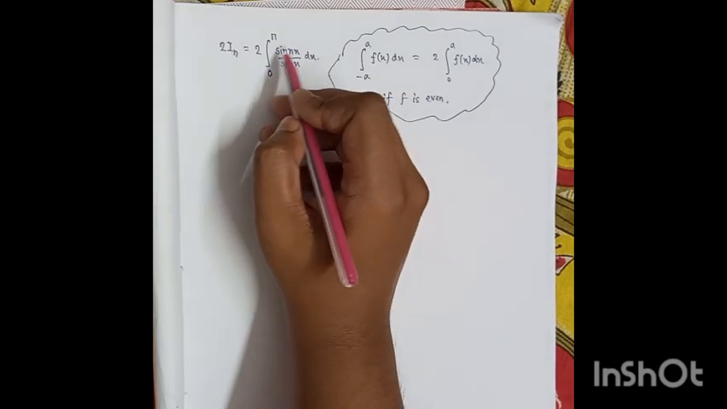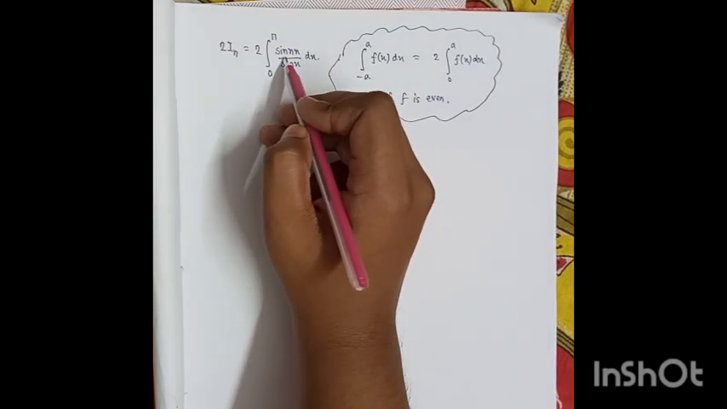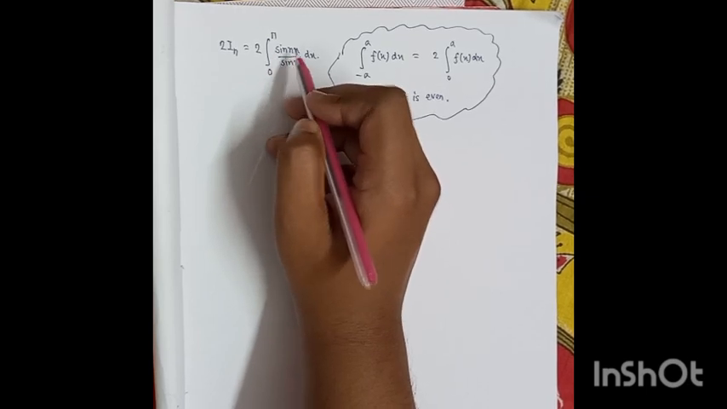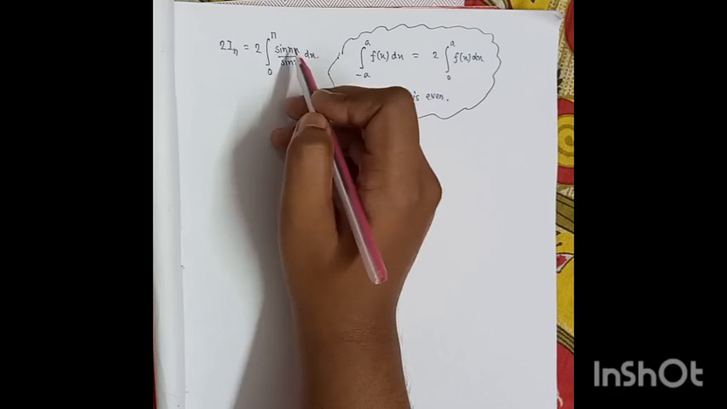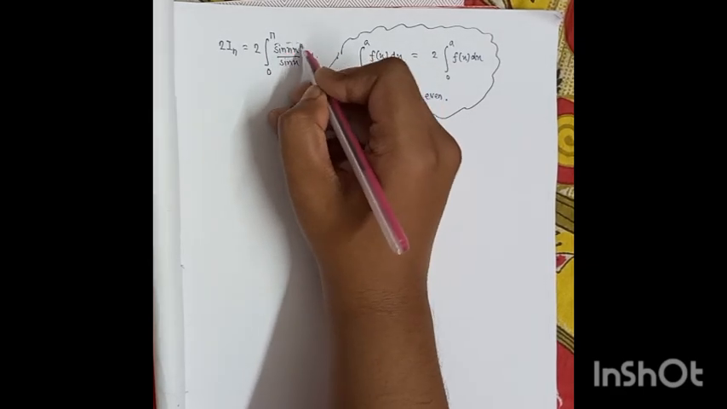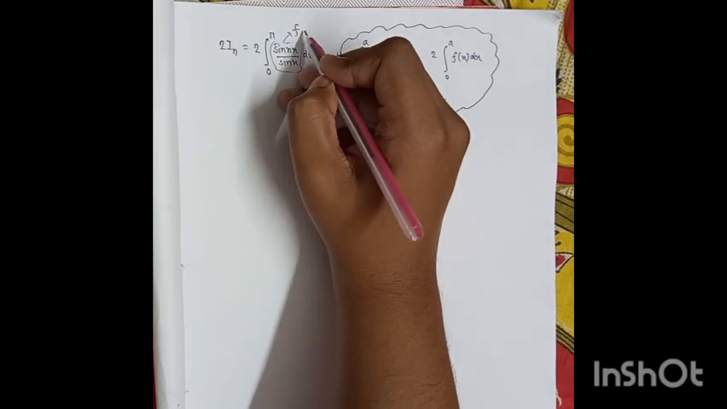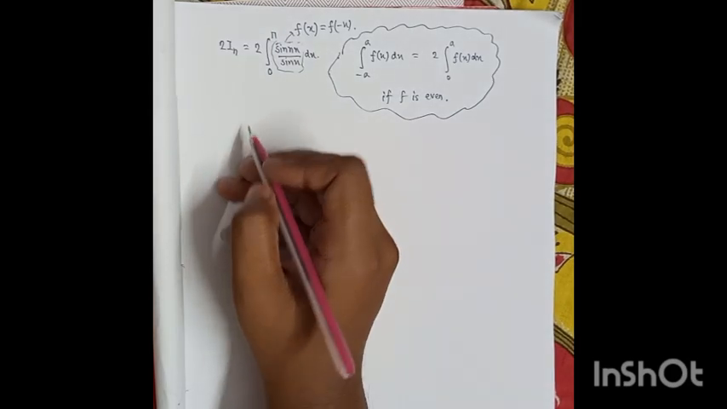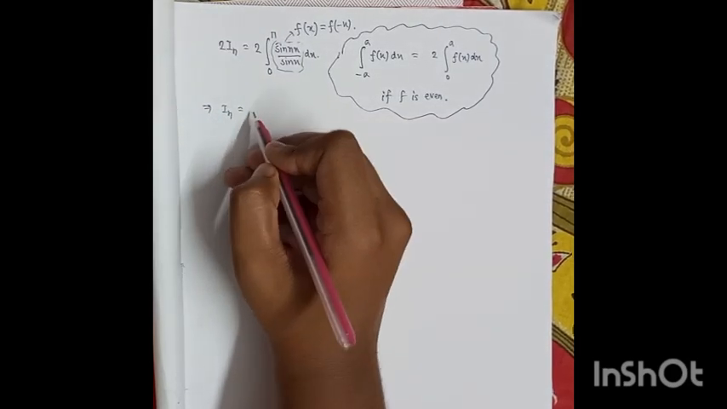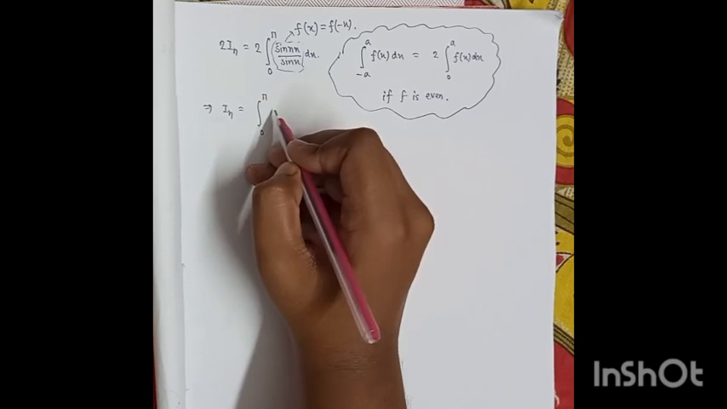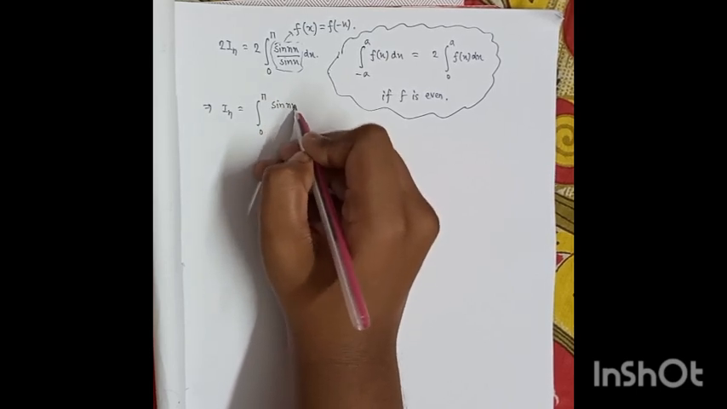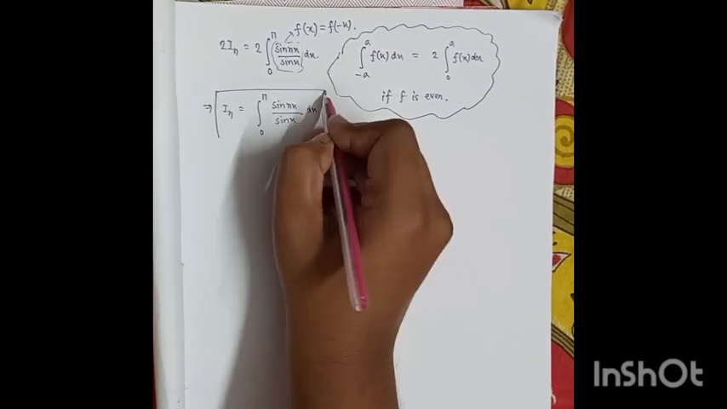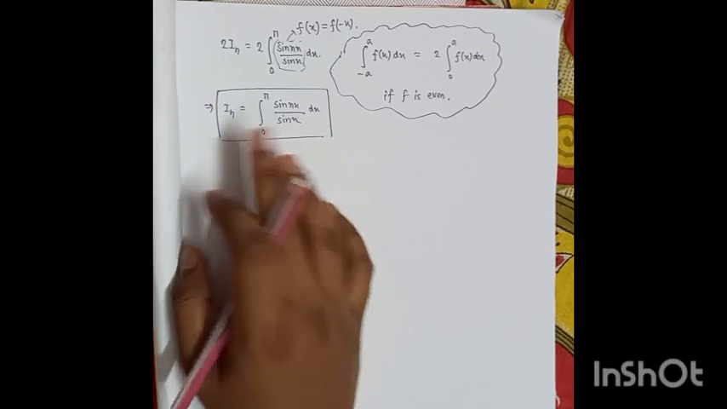So this function is definitely even, because if we put minus x instead of x, the net effect in this function will be 0. So there will be no change, because f of x is the same as f of minus x. So I of n will become the integral from 0 to pi of sine nx upon sine x dx. This is our derived expression of In.